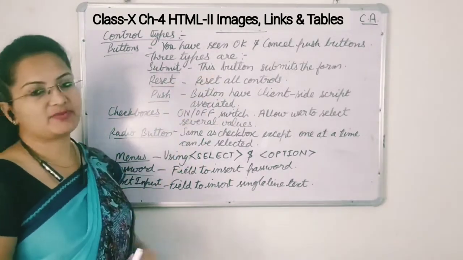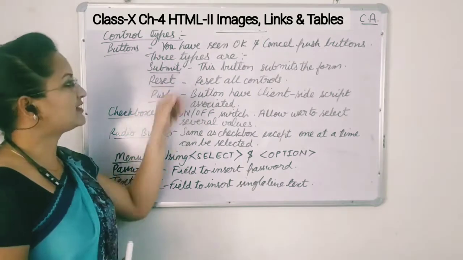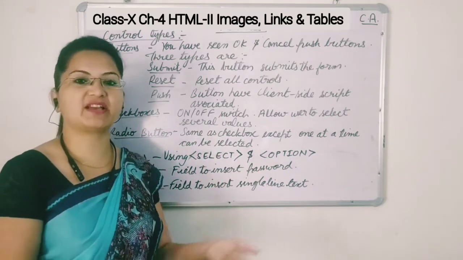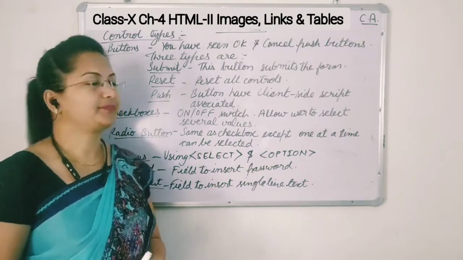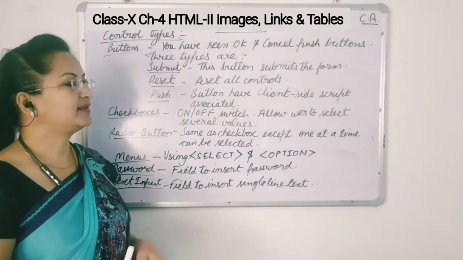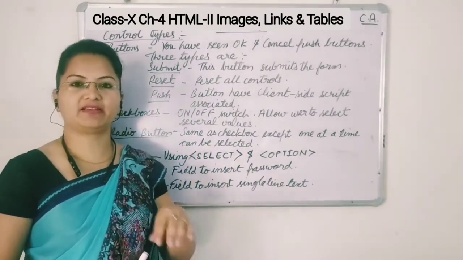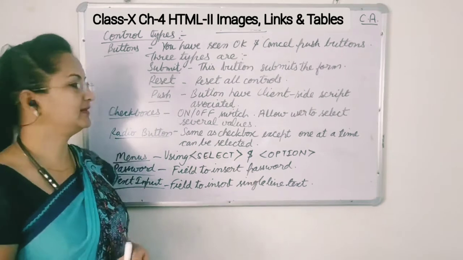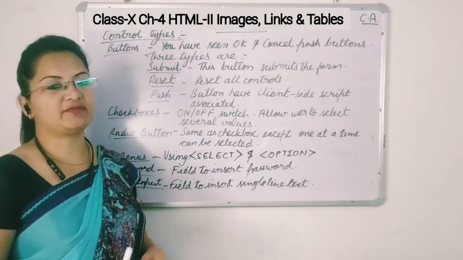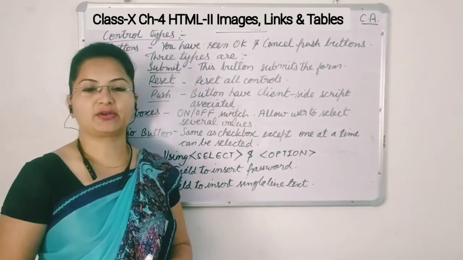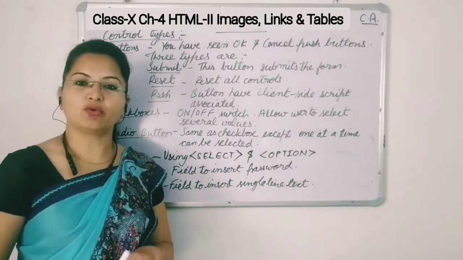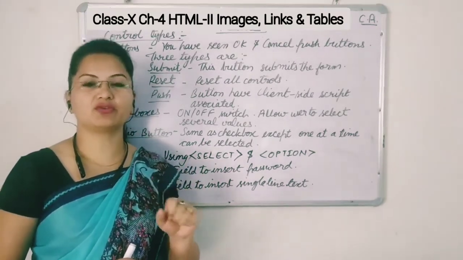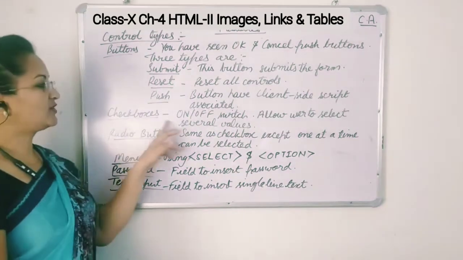There are three types of buttons that we can use in forms. First is the submit button. Submit will submit the form, either to the same page or to the next page. Then reset. Reset will clear all the controls. If we have filled in the form and we don't want it, we can click on reset and the whole form will be cleared. Then the push button. In a push button we can associate a client-side script. Client-side script means we can write our own code to run on click, on release, or on mouse over, etc.